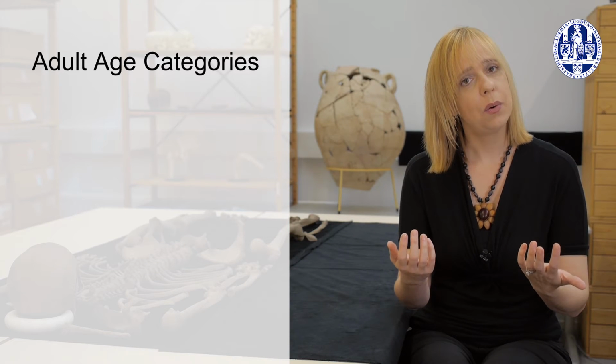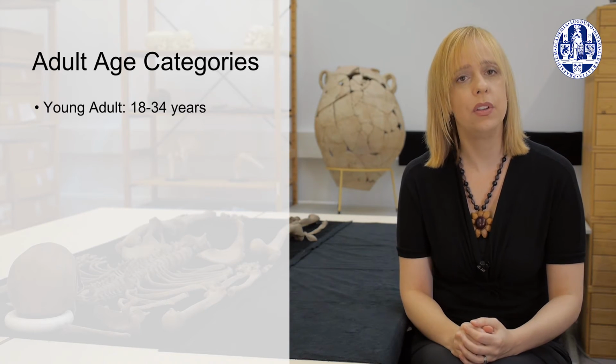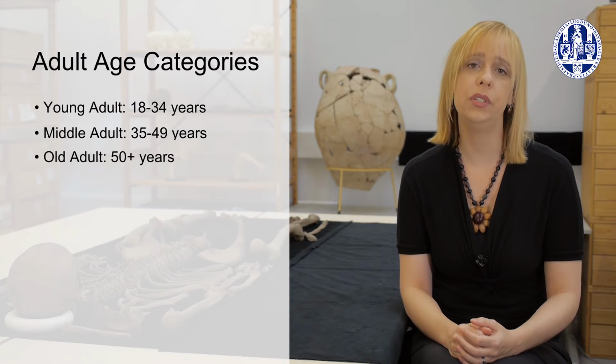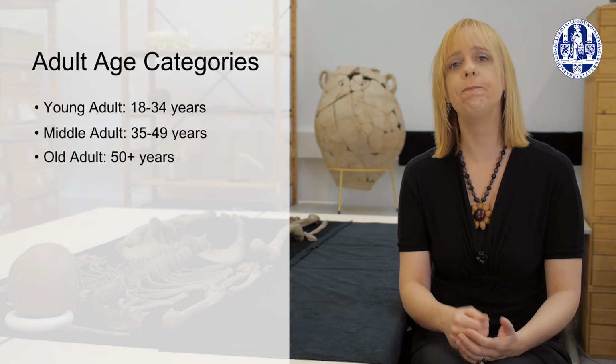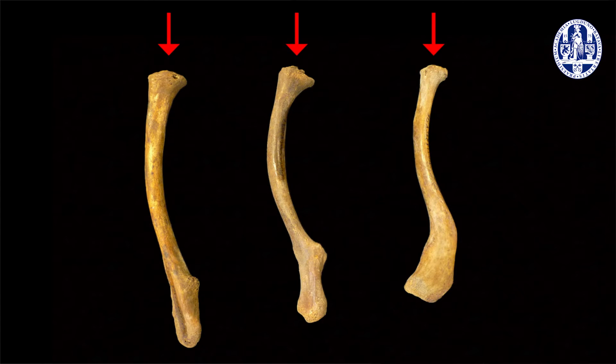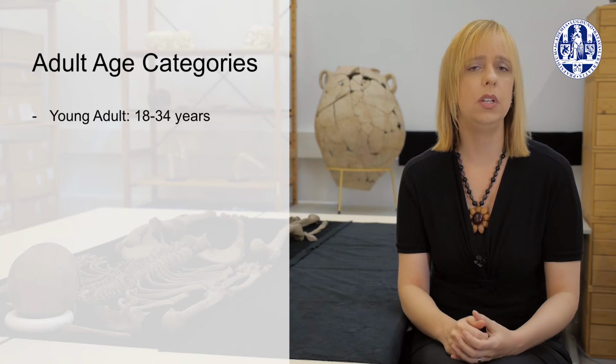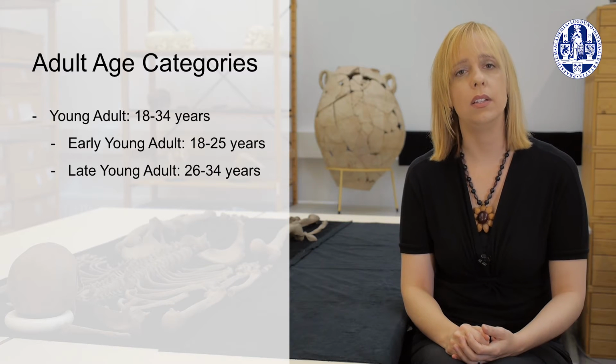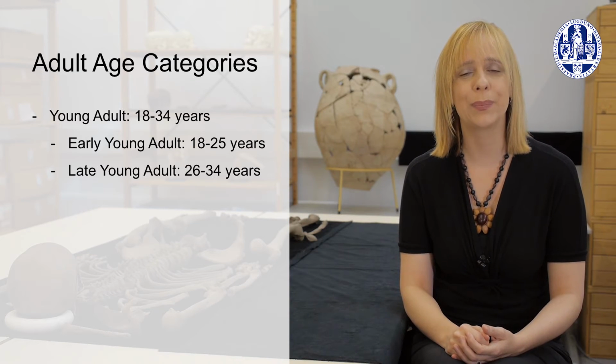The three main categories are young adult from 18 to 34 years, middle adult from 35 to 49, and old adult, which is 50 plus. Because there are a few late fusing epiphyses, such as the inner medial collarbone called the clavicle, which doesn't fuse until around the age of 25 years, we can often divide the young adult age category into two subcategories. Early young adult from 18 to 25 years and late young adult from 26 to 34.